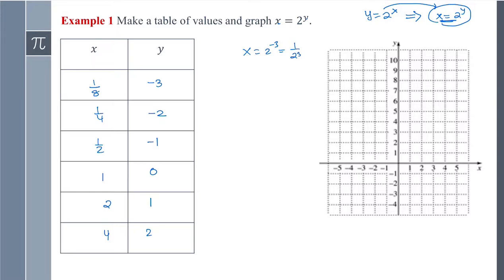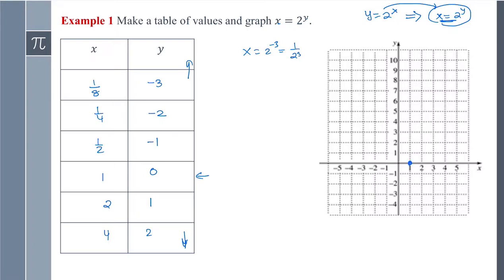Now let's go ahead and graph this one. One thing that we notice from here is no matter how small you make y in the negative or how large you make y in the positive, x is never going to be 0. So it's something that we need to pay attention to. Okay, so let's start from here. When x is 1, y is 0, which means it's right here.